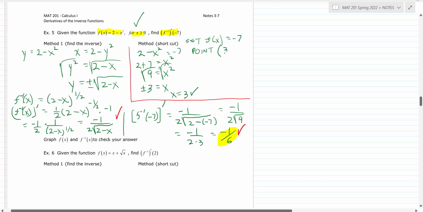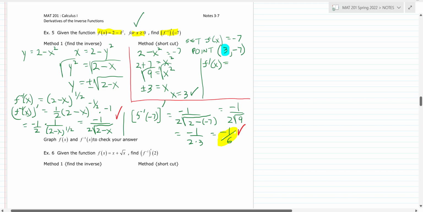X is 3, y is -7, on the function. All right, so that's the first thing we need to do. It's important that you figure out that 3, okay? Now what we can do is take the derivative of f of x, which is real simple.